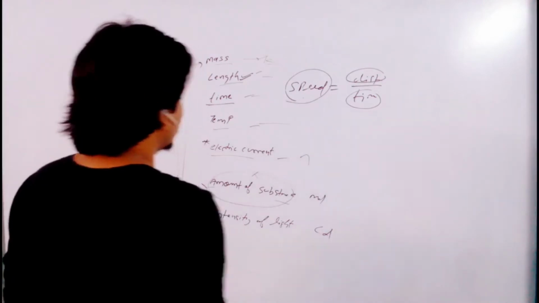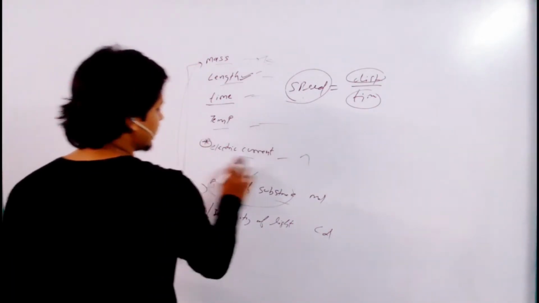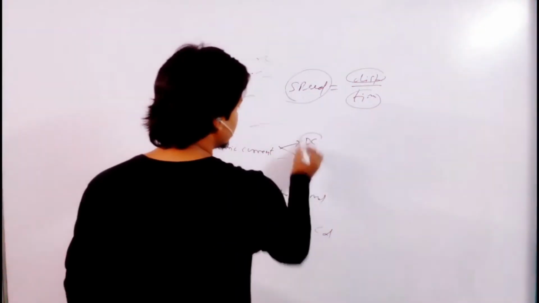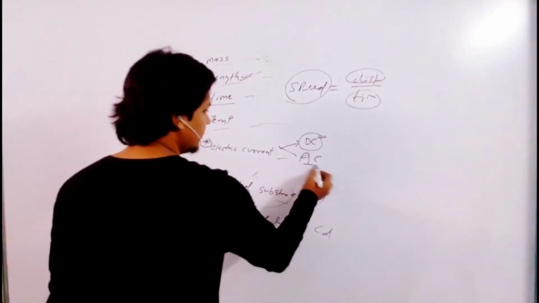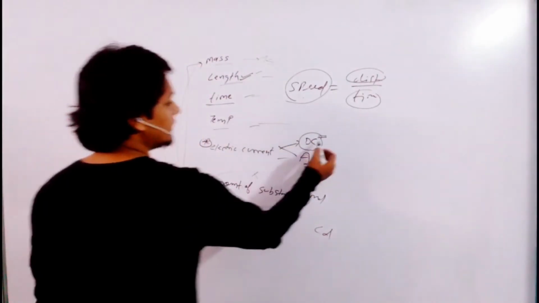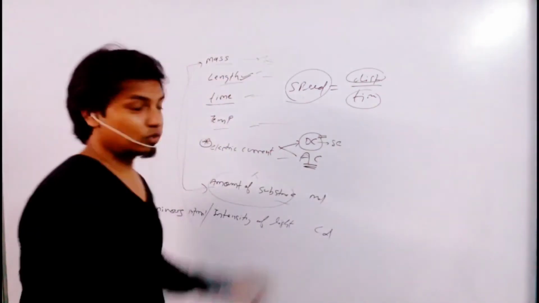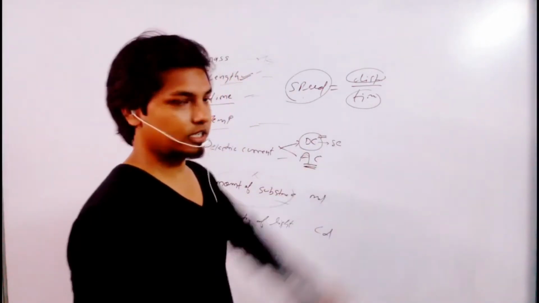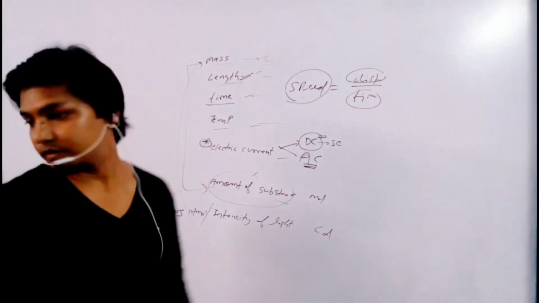I kept this star mark here because electric current is of 2 types, DC and AC. DC does not follow vector sum and AC follows vector sum. So DC current is a scalar quantity and AC current is a vector quantity. So don't be confused. Okay, let's start our main discussion regarding scalar and vector.